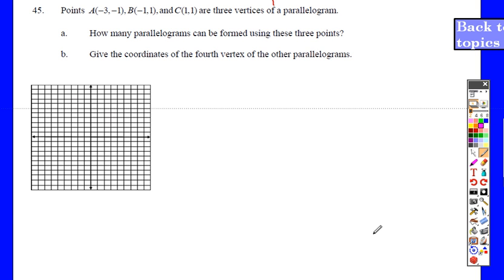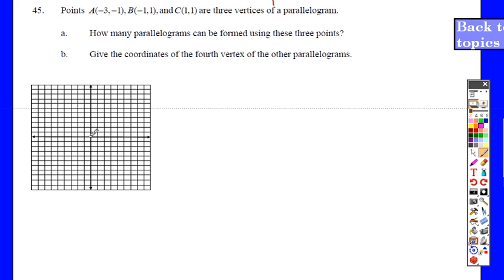Okay, here we have 3 points A, B, and C, and they are 3 vertices of a parallelogram. We want to know how many parallelograms can be formed using these 3 points, and we need to give the coordinates of the vertex for the other parallelograms. So I'm going to use the answer key here, just because we know that there are 3 parallelograms, and I'm going to show you why in a second.